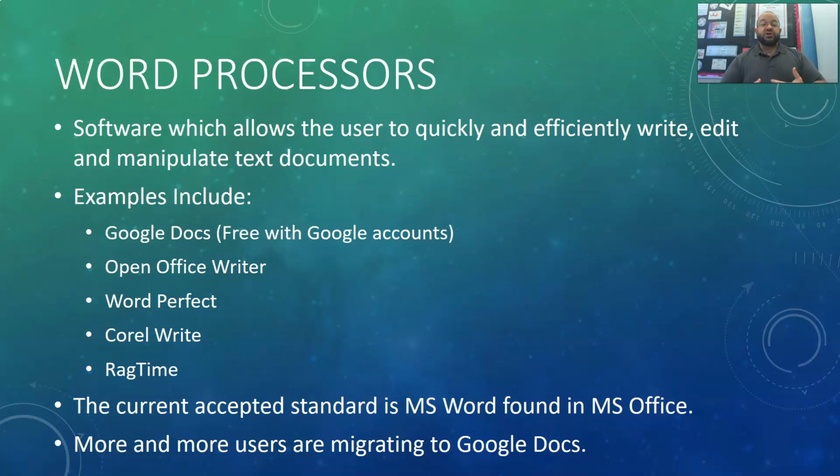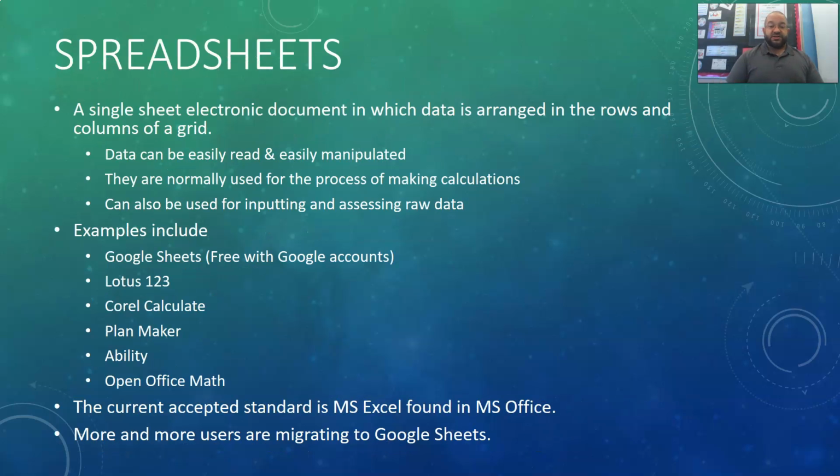And so more and more users, though, are migrating or moving towards Google Docs. Why? Because everybody likes free. So word processors, the big takeaway: if you are writing something that uses text, you're going to use a word processor. So if Mr. C asks you to turn something in that's a letter or a paragraph or something equivalent, you're going to load your word processor, your Google Docs. All right, simple enough. Next one, spreadsheets.